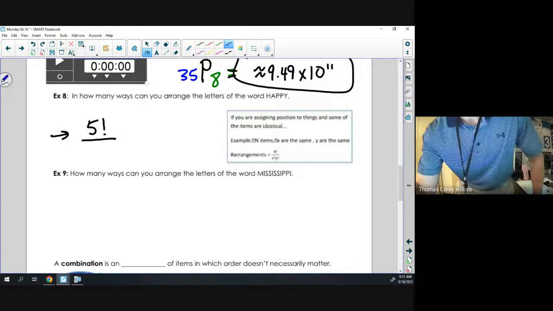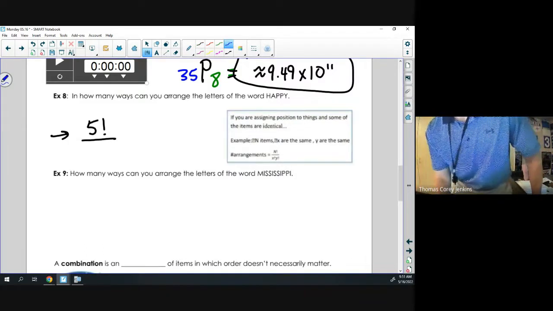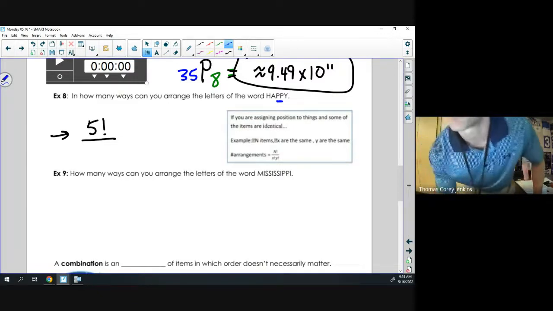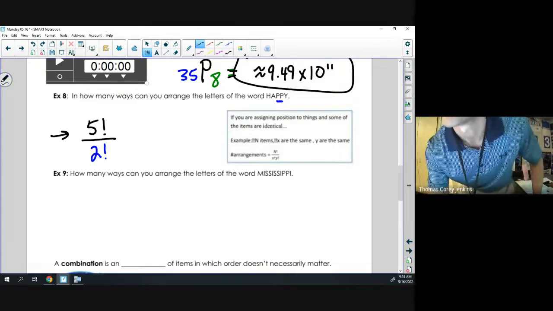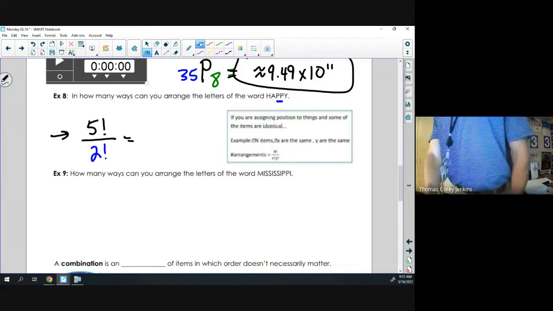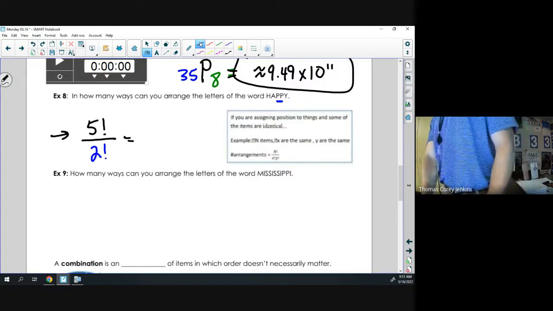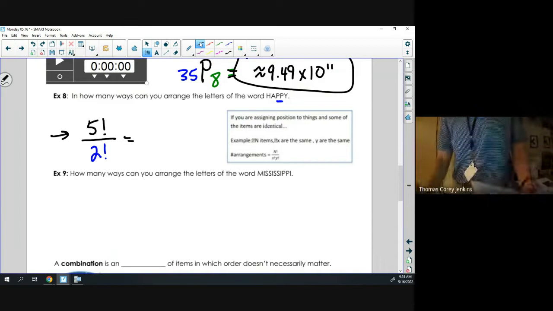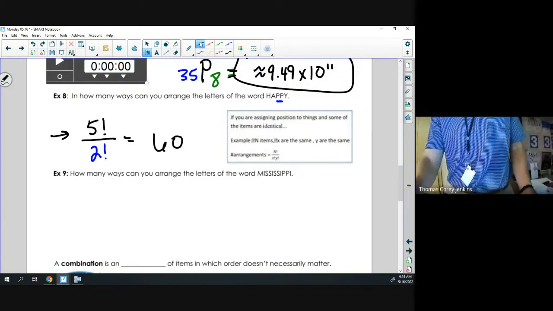But then what you want to do is take out anything that repeats. There are 2 P's, those are my repeats, so we would divide that by 2 factorial. Basically that cuts our possibilities in half. 5 factorial would be 120. If we divide that by 2, that takes us down to 60.